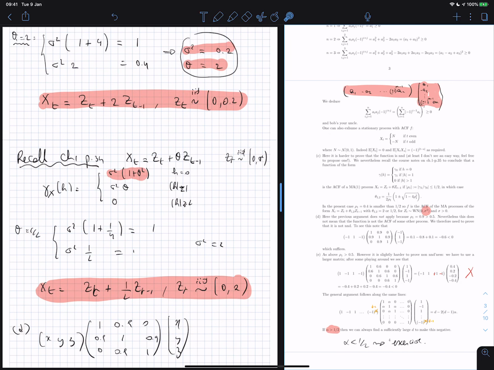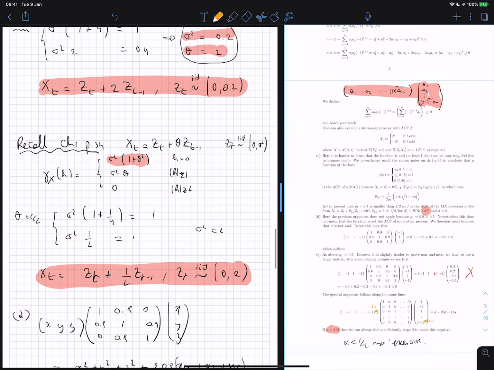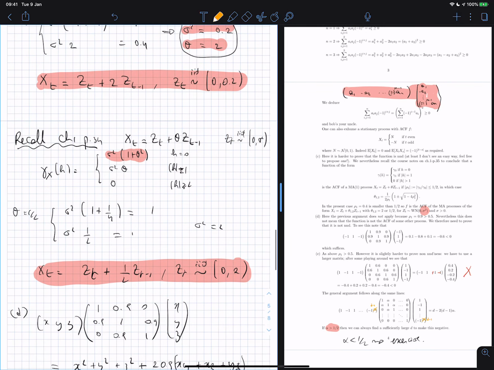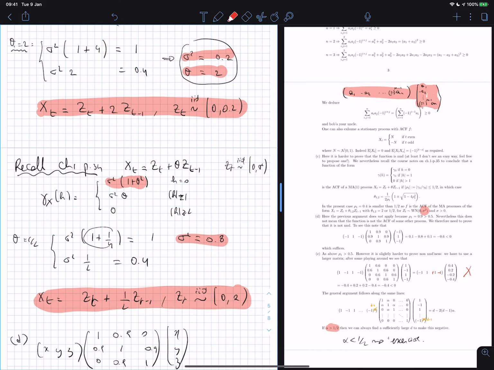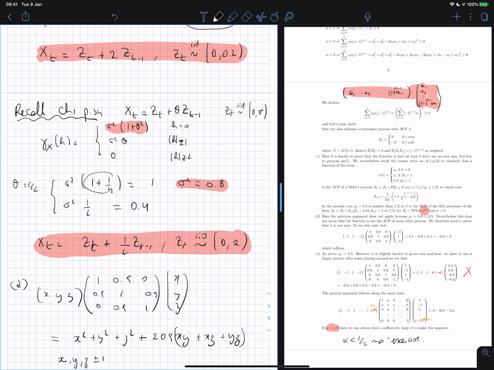Then if theta is 1/2, then I have to have sigma squared such that... but it's not 1 here. I'm being silly. Oh yes, it was 0. It's not 1 here, it's 0.4. So thanks for your remark, but I was just being silly here. And then I guess, is that okay? Because then sigma squared should be 0.8. So sigma squared should be 0.8, and that's okay. Yeah, thanks. Very good remark.